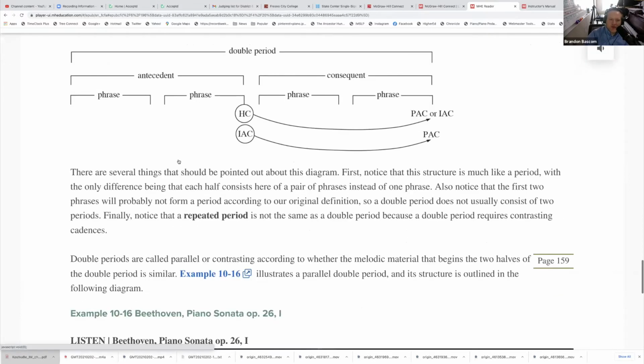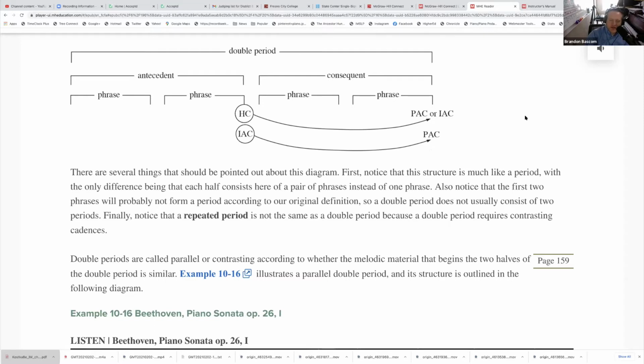So we have four phrases, the second of which ends in a half cadence or an IAC, and then the cadence at the end of the fourth phrase is something stronger, either a PAC or an IAC. It's got to be a PAC if you had an IAC for phrase two.